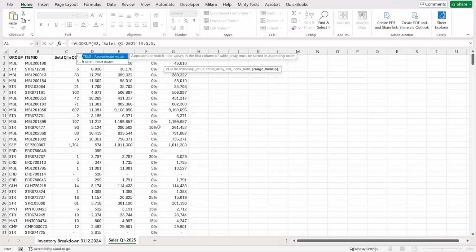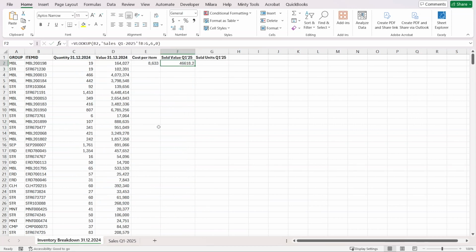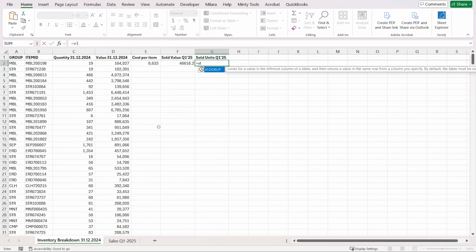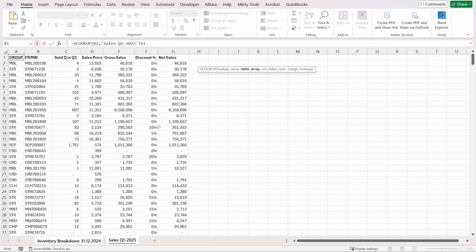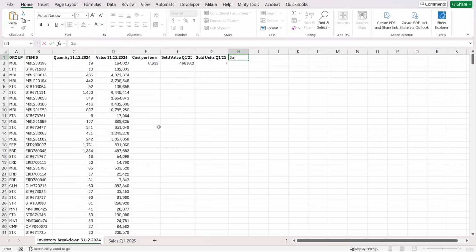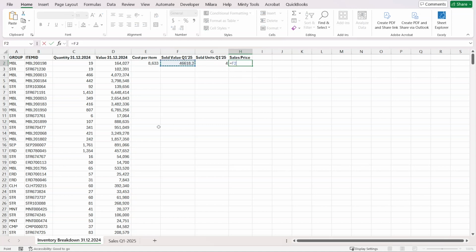This is my 6th column, and I want an exact match. And then for the sold units, I'm going to do the same, VLOOKUP item ID, and I'm going to grab the sold quantity in Q1, the 2nd column, and I'm going to calculate the sales price, which is going to be the sold value over the sold quantity.